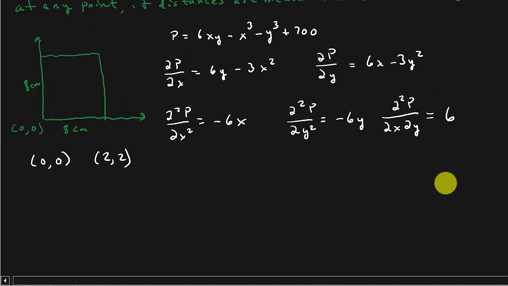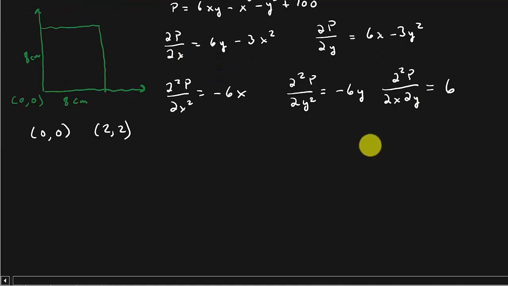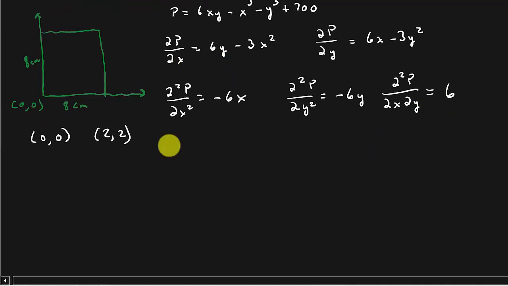So what I did to get this one was take the partial of this with respect to X, and then the partial of this with respect to Y. The first one we're going to do, we're going to test out the point 0, 0. I'm going to erase this over here. So I've got to evaluate each of these at the point 0, 0.